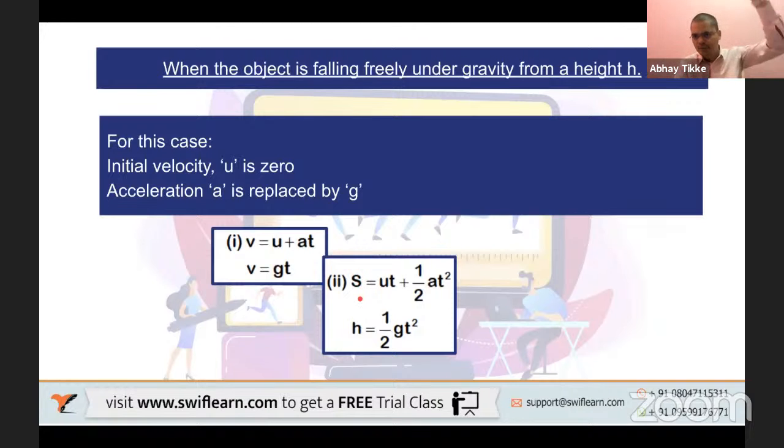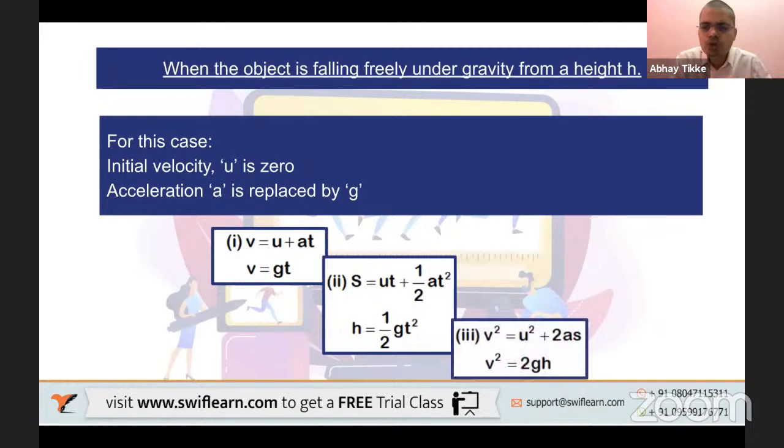h is your height, है ना? कितने हाइट पे है ये ऑब्जेक्ट? यहाँ से लेके यहाँ तक हाइट. That is your h. तो s को रिप्लेस करेंगे h के साथ. Getting it? And the third equation, v square equal to u square plus 2as, that comes out to be v square equal to 2gh. s को डालेंगे h और a को डालेंगे g, तो क्या हो जाएगा? v square equal to 2gh. Is that clear? This is the third case we discussed, right?